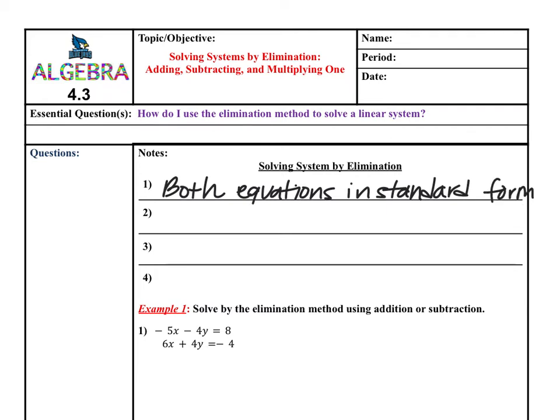Standard form is ax plus by equals c. That's what you see down here. Those are in standard form: x and y on the same side, then the other number on the other side.